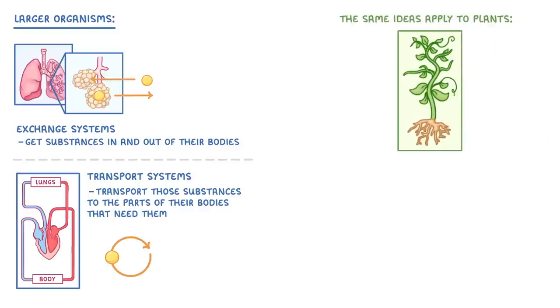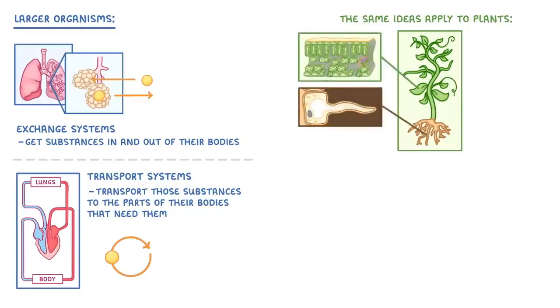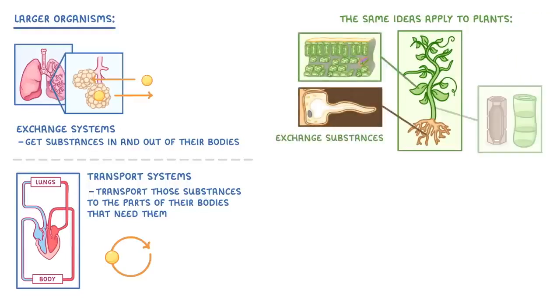The same ideas apply to plants. For example, they have roots and leaves to exchange substances with the environment, and phloem and xylem tissues to transport those substances around the plant. We'll take a closer look at each of these specialized exchange surfaces and transport systems in other videos, but the aim of this video was just to explain why we need them.